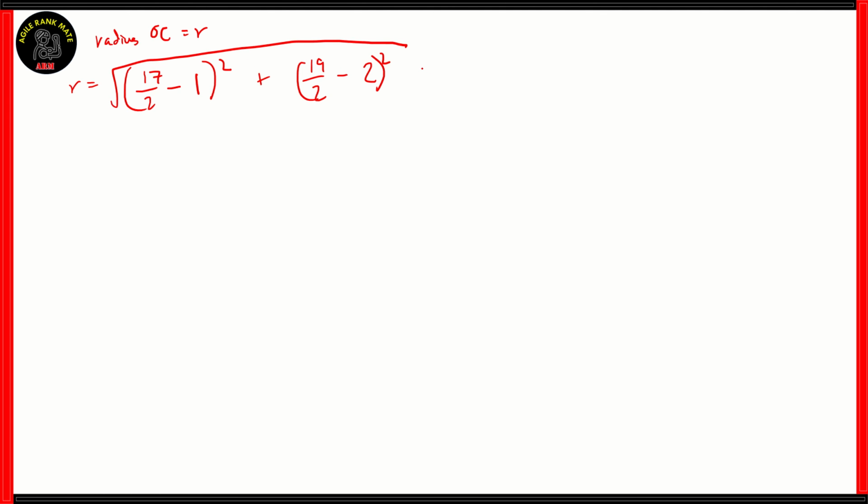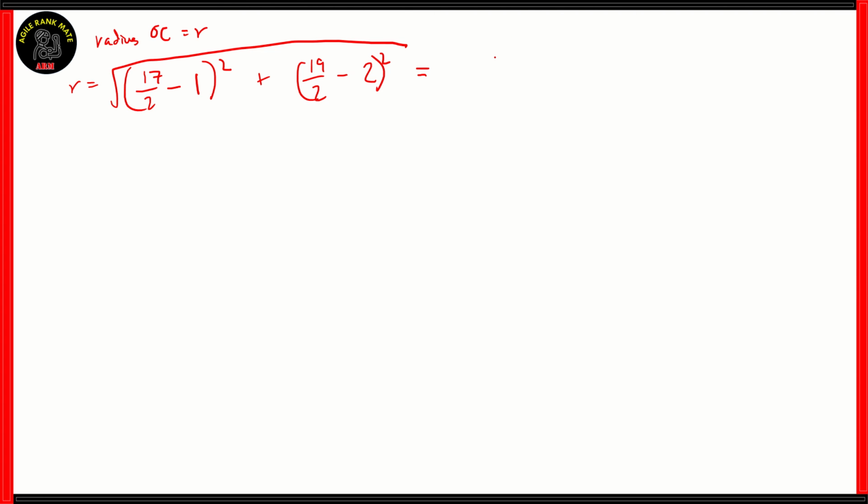So remember, we have radius OC equal to r. So we're going to find out the value of r first, which is technically the distance formula. So x2, which is 0, minus x1, which is 1, the whole squared, plus y2, 19 by 2, minus y1, which is 2, the whole squared, under root.